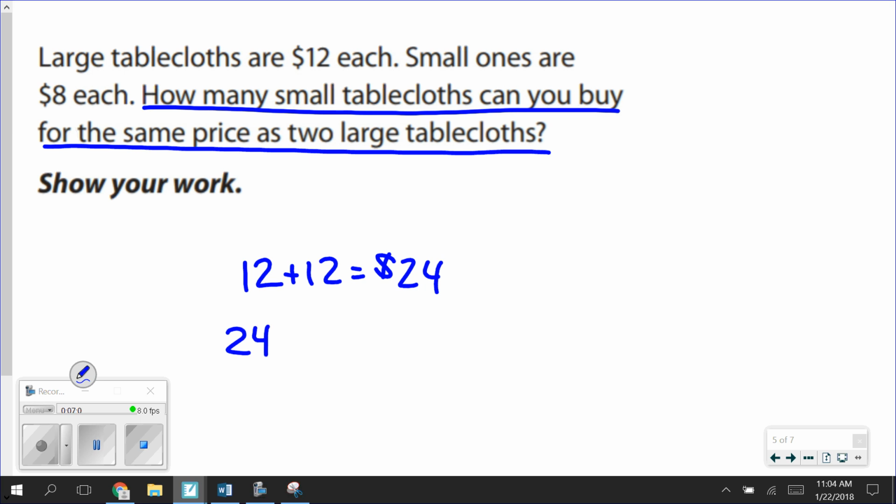So if we have $24, we want to buy tablecloths, we're going to divide, or sorry, each tablecloth is $8. We're going to divide to see how many we can buy. 24 divided by 8 is 3. So my answer is 3 tablecloths. Okay, let's try one more.